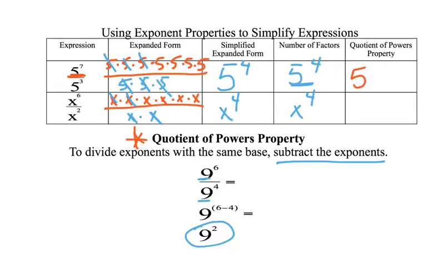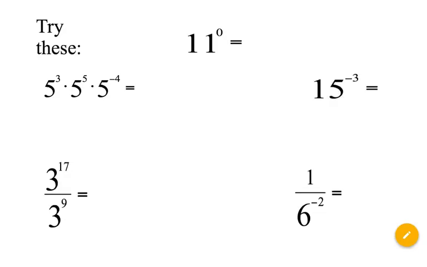Okay, 5 to the 7th power minus 3, because it's dividing, okay? And we end up with, let me write this a little smaller so you can read it, 7 minus 3 is 5 to the 4th power. We end up with the exact same answer. And then we have x, since x is the same, 6 minus 2, x to the 4th power. So it works.